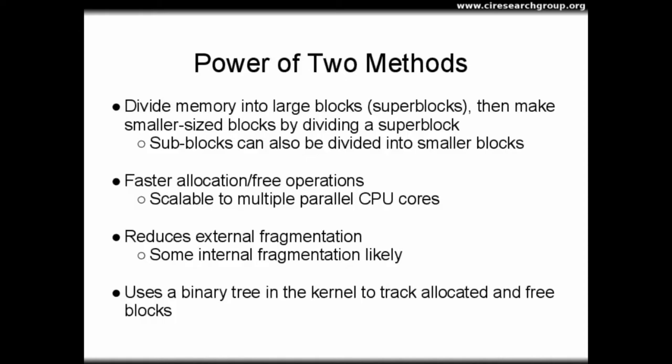perform memory allocations efficiently. These algorithms are called power of two methods, and they work by maintaining information about allocated and free blocks in a binary tree instead of a list. At the top level, memory is divided into large blocks called superblocks. As processes request memory, these superblocks are divided into smaller subblocks from which the memory is allocated. Subblocks can be further divided, creating a hierarchy of block sizes.